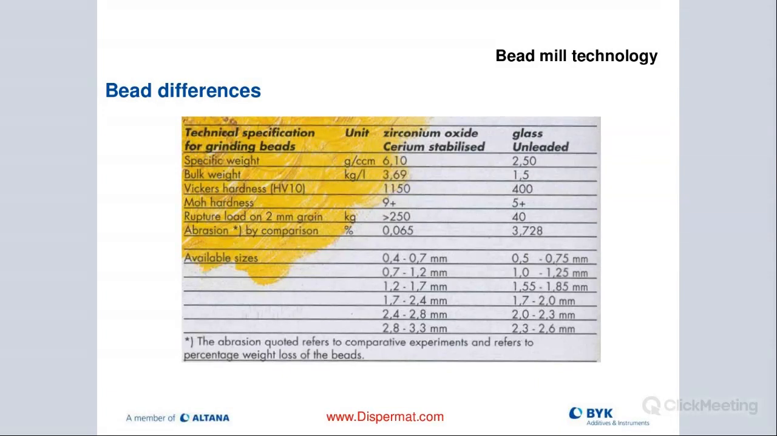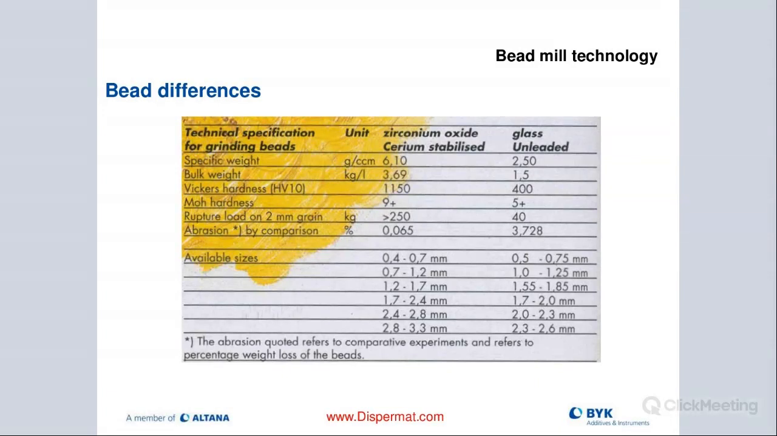And this is a good slide here showing just the difference between the zirconium oxide, ceria-stabilized bead. Just look at the specific gravity, the weight there, 6.1 versus glass, just a 2.5. So there is already a big difference there. And then also look at the hardness. The zirconium is much harder than glass.